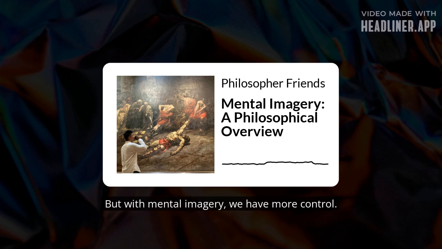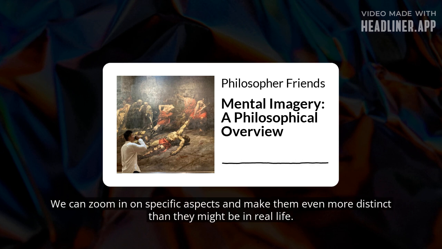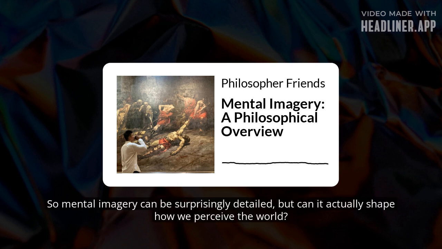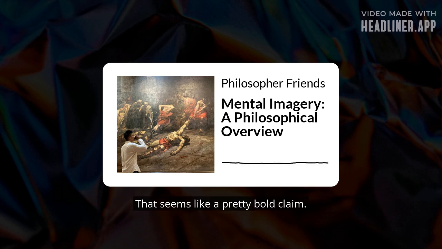But with mental imagery, we have more control. We can zoom in on specific aspects and make them even more distinct than they might be in real life. Interesting. So mental imagery can be surprisingly detailed, but can it actually shape how we perceive the world? That seems like a pretty bold claim.